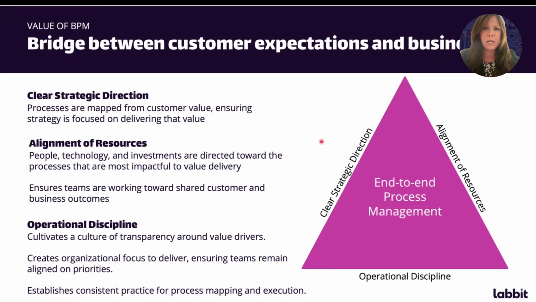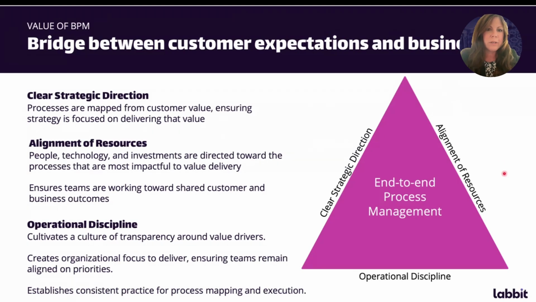BPM ensures processes are mapped from areas that are most valuable to an organization's customers. That way, strategy is grounded in delivering against that value, not just in optimizing internal activities. It gives the organization a clear North Star for how to design and then prioritize its process.